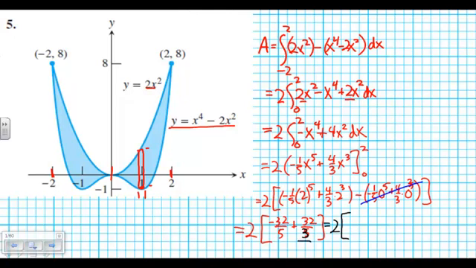Multiply both top and bottom by 5. And I end up getting 160 divided by 15. And then I'm going to subtract off, and I'll do this one next, subtracting off 96 fifteenths, giving me 2 times 64 fifteenths. And multiplying the 2 times 64, I get 128 fifteenths. And that's the answer.